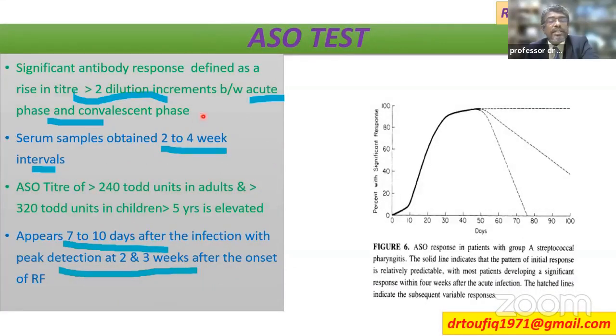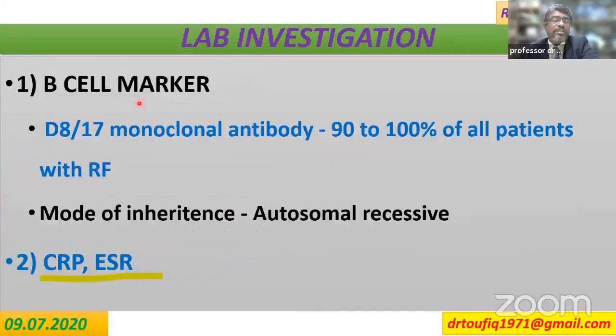And this is the ASO titer. ASO titer has limited importance in diagnosing acute rheumatic fever. That is also supportive evidence, a minor criterion actually. Usually it appears 7 to 10 days after the infection, with the peak at 2 to 3 weeks after the onset of rheumatic fever. An ASO titer of more than 240 units in adults and 320 units in children more than 5 years is elevated. Serum samples are obtained at 2 to 4 week intervals, and there should be more than a 2 dilution increment needed for diagnosis.